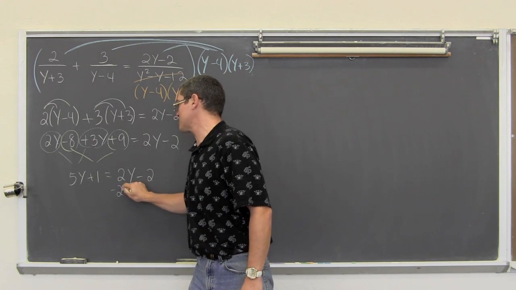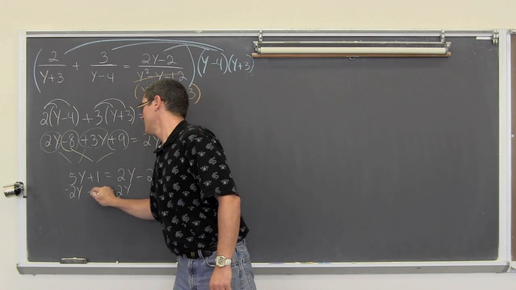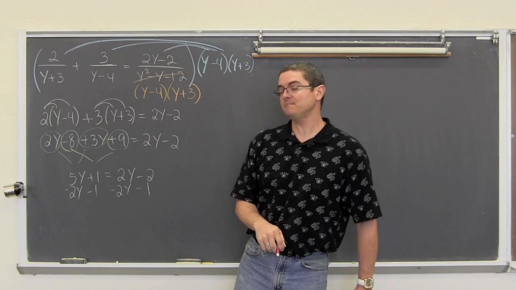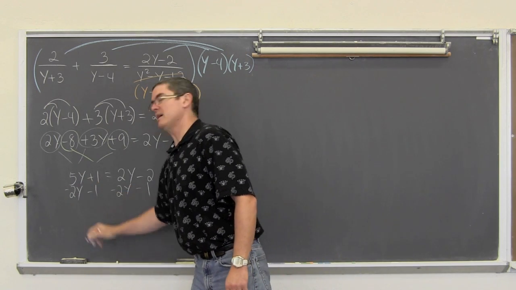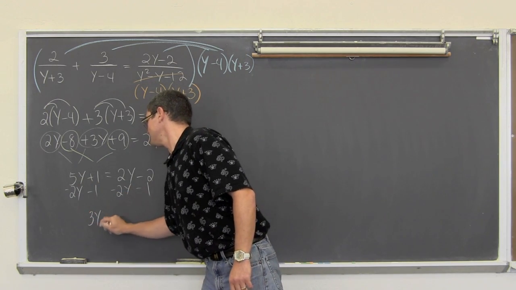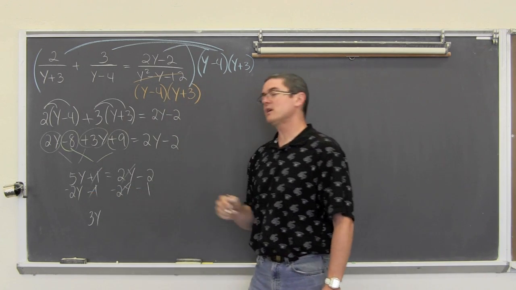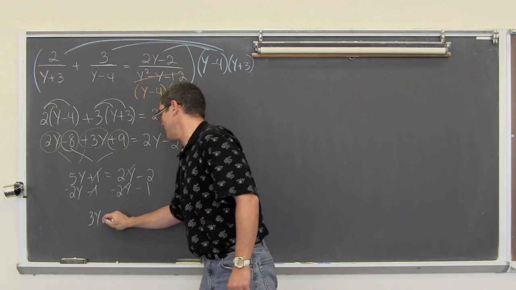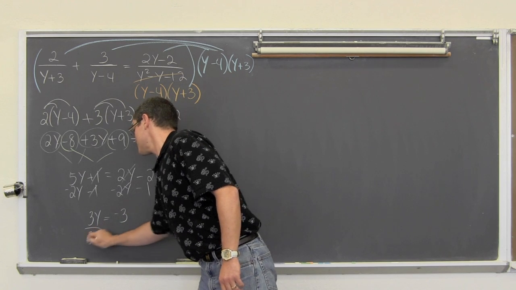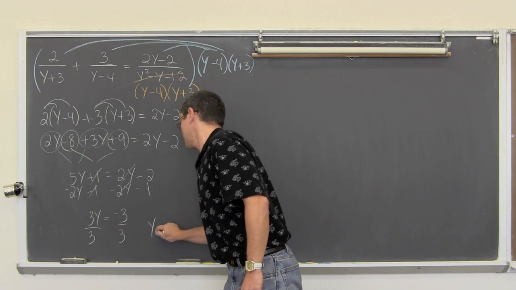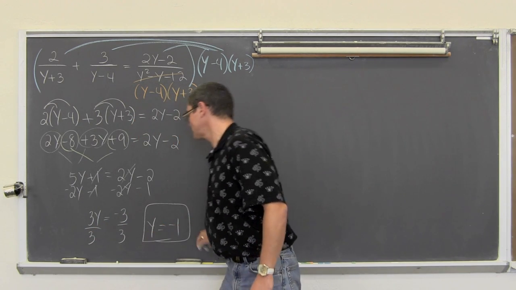We're going to subtract both sides by 2y. Subtract both sides by 1, and we get 5 minus 2 is equal to 3y. Let's see here, this cancels out, this cancels out. -2 and -1 make -3. Divide both sides by 3, and y comes out to -1.